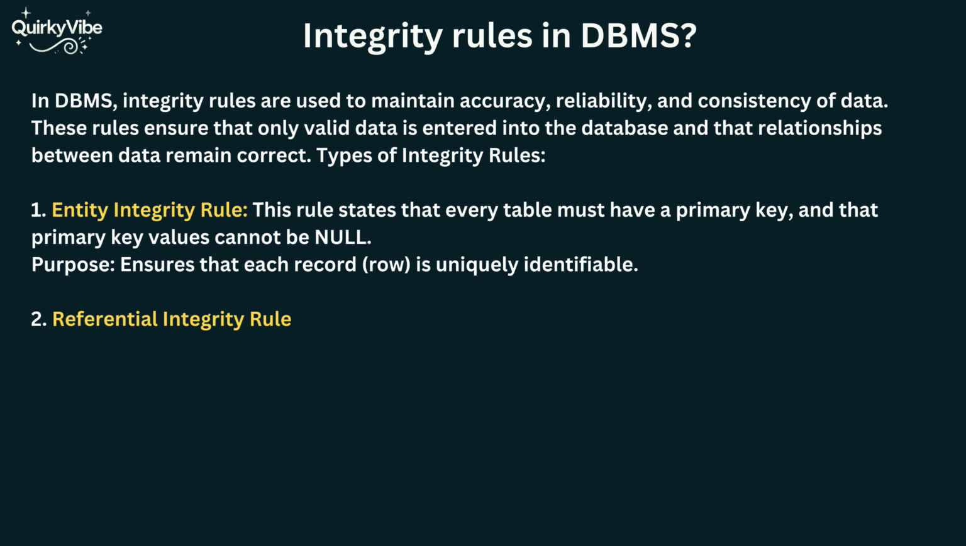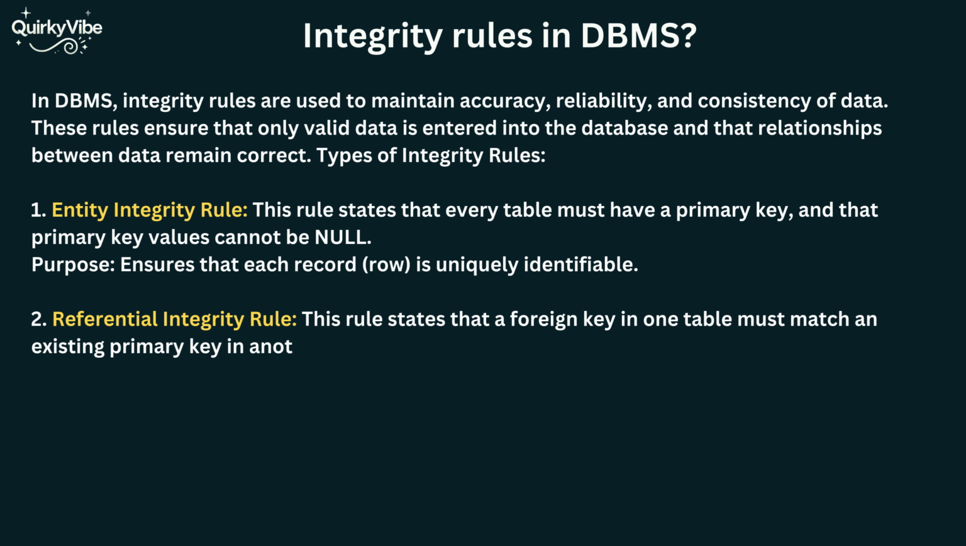2. Referential integrity rule. Definition: This rule states that a foreign key in one table must match an existing primary key in another table. Purpose: Ensures relationships between tables remain valid.